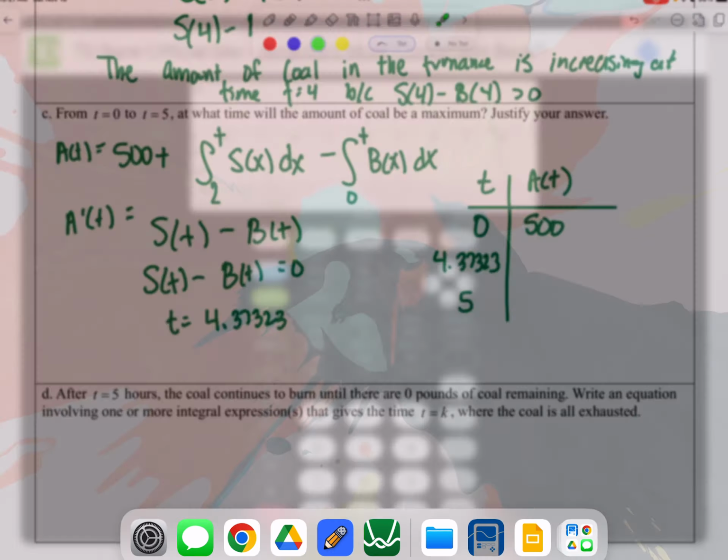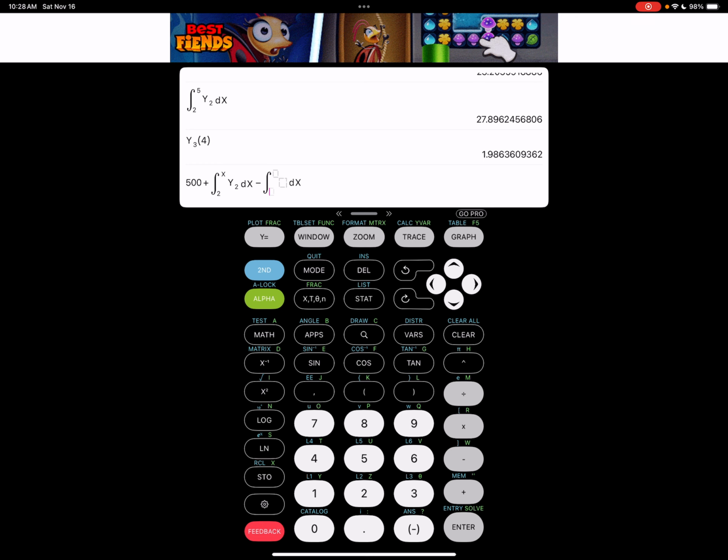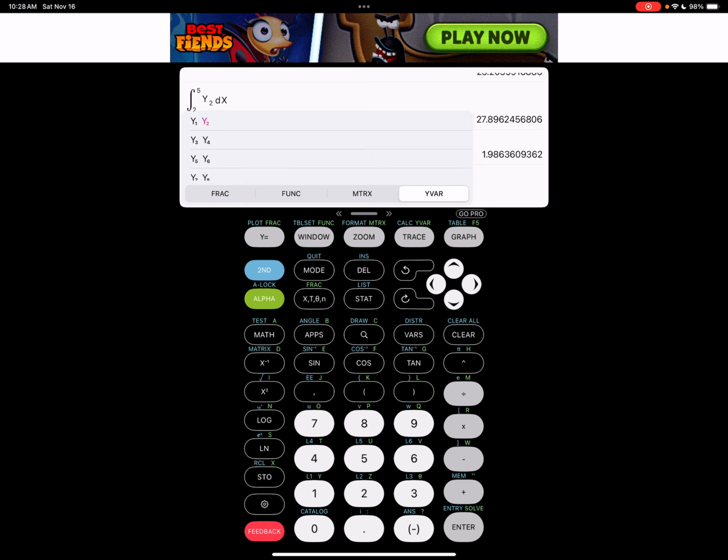So I'm going to do 500 plus the integral from 2 to x. And remember that x was stored as 4.37323. And then this is going to be my rate in. In this case, my rate in was my y2 function. So that's going to be my first part. Then I have my rate out, so I'm going to do minus the integral from 0 to x, so the amount that the coal is burning, of y1 dx. And then if I hit enter, that's going to give me 513.505.